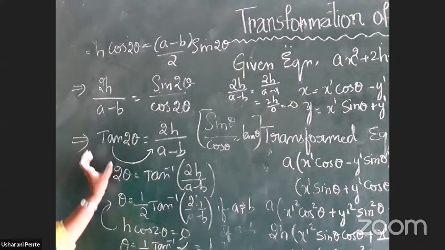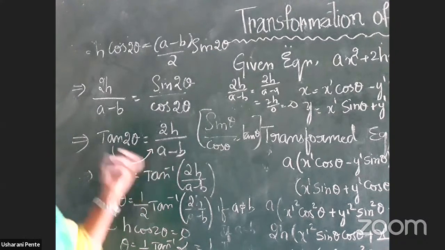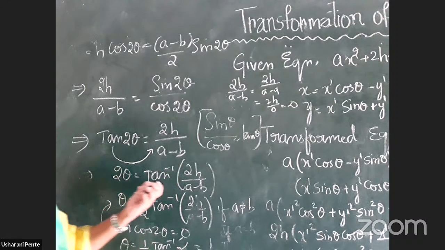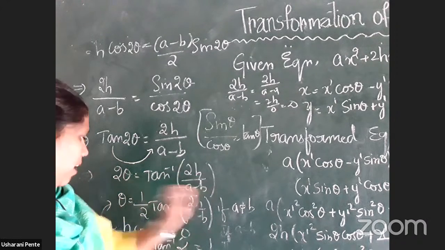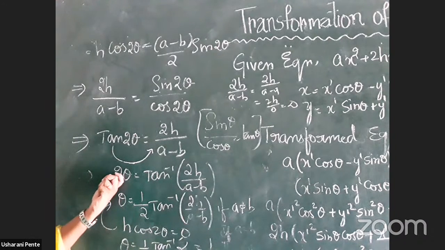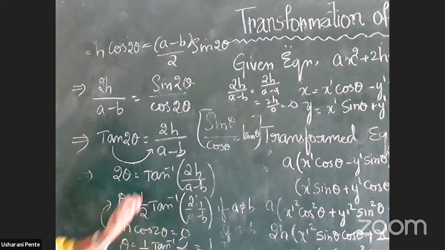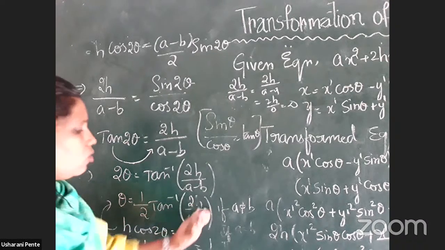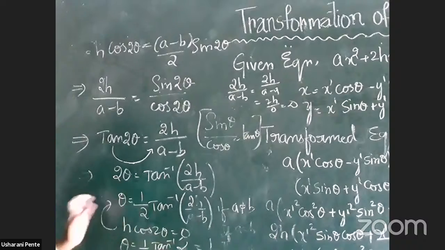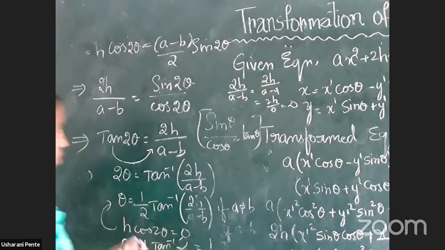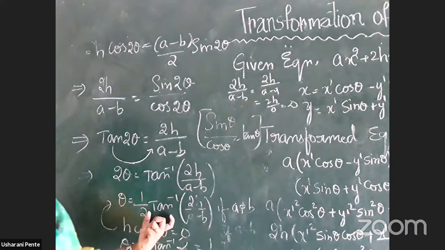If I shift this tan to the other side, it will convert as a tan inverse. So 2 theta is equal to tan inverse of 2h by (a minus b). If I take this 2 to the other side, it will become 1 by 2. So theta is equal to 1 by 2 tan inverse of 2h by (a minus b). When is this formula valid? If a is not equal to b, this is the theta value.